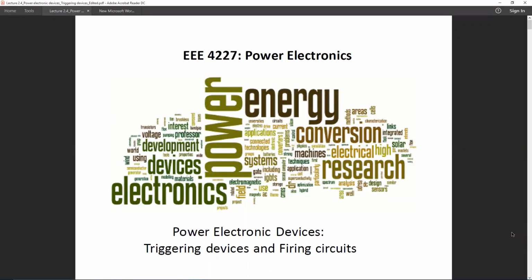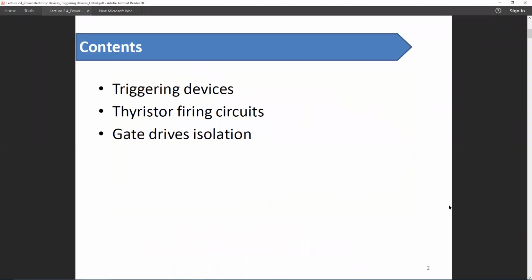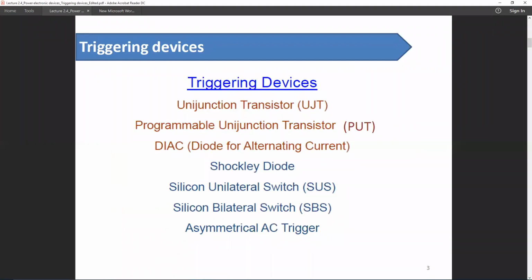Triggering devices and firing circuits. In this chapter, we will be studying some of the techniques to trigger a thyristor.